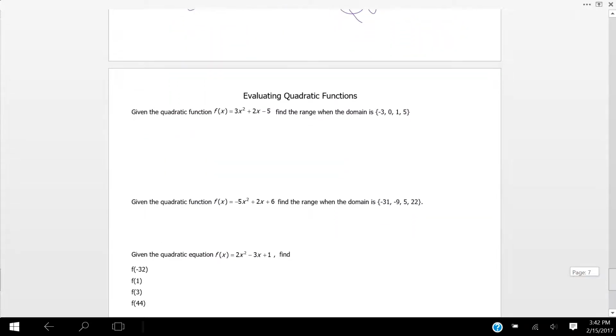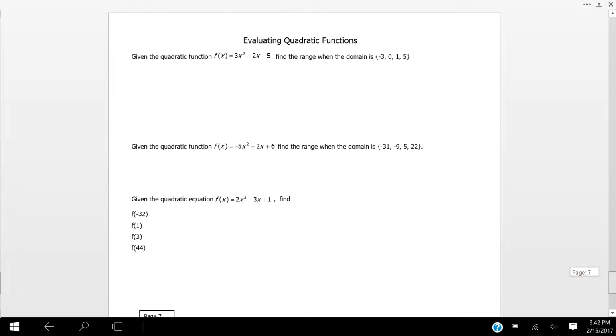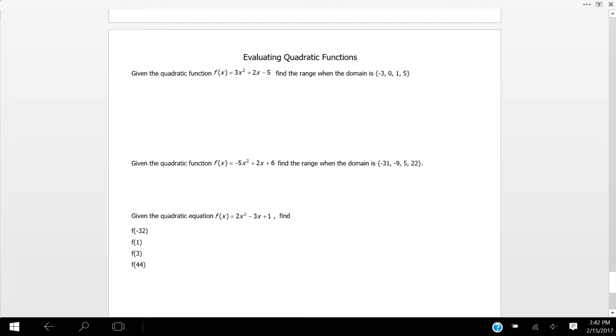Okay, last page. So if we're evaluating, that means we're finding the answer, just like when we did f at 21, f at whatever. My x values now, I'm doing f at -3, f at 0, f at 1, and f at 5. So I'm doing multiple answers. So probably to make it easy, I'm going to make a table.